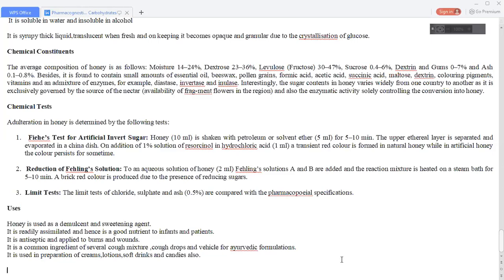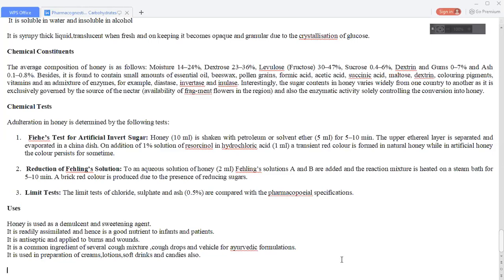The next test is for reduction of Fehling solution. Here, to an aqueous solution of honey, about 2 ml, Fehling solution A and B are added, and the reaction mixture is heated on a steam bath for 5 to 10 minutes. A brick red color is produced due to the presence of reducing sugar. The other test is the limit test. The limit test for chloride, sulfates, and ash, that is 0.5%, are compared with the pharmacopoeial specifications.